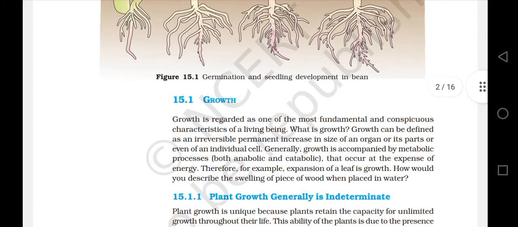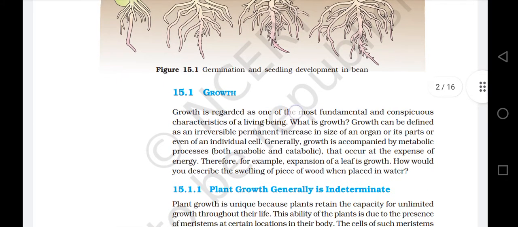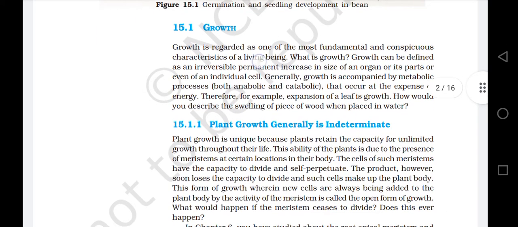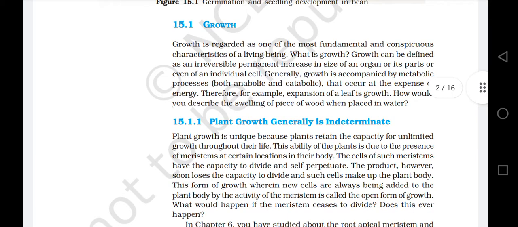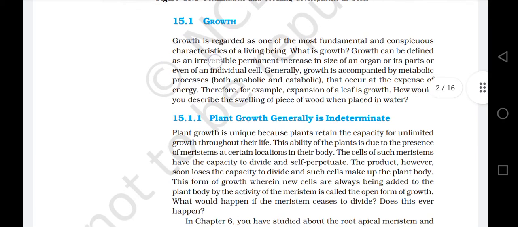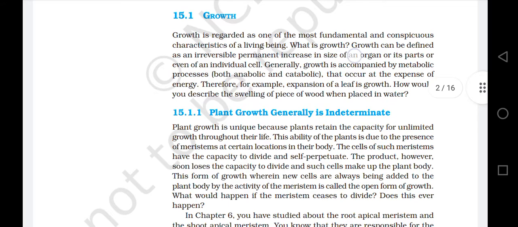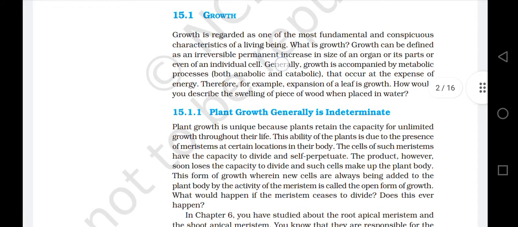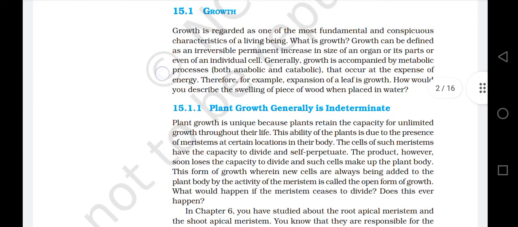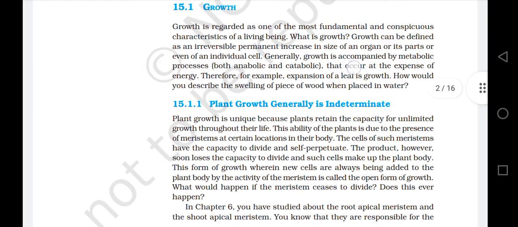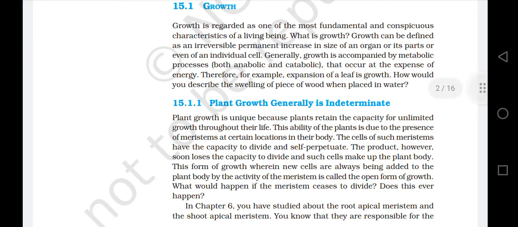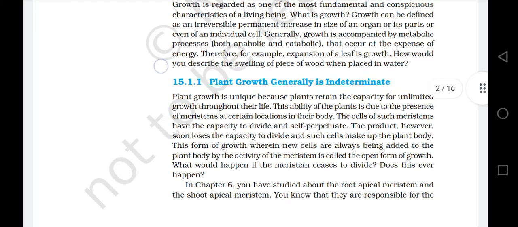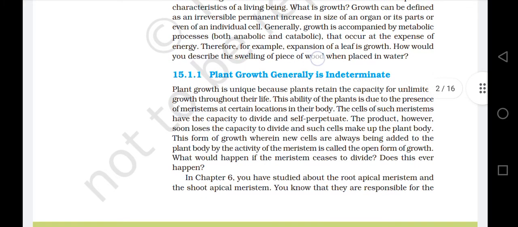15.1 Growth. Growth is regarded as one of the most fundamental and conspicuous characteristics of a living being. What is growth? Growth can be defined as an irreversible permanent increase in size of an organ or its parts or even of an individual cell. Generally, growth is accompanied by metabolic processes, both anabolic and catabolic, that occur at the expense of energy. Therefore, for example, expansion of a leaf is growth. How would you describe the swelling of a piece of wood when placed in water?